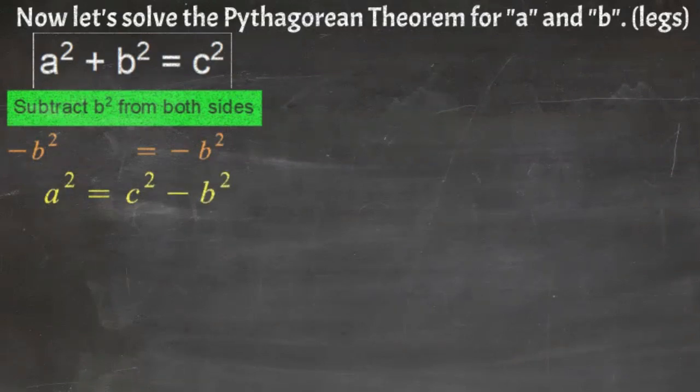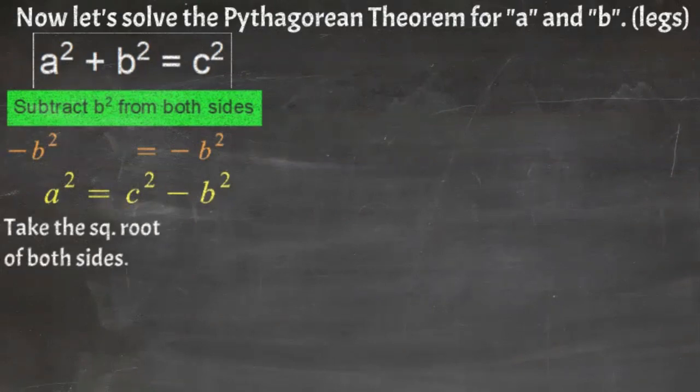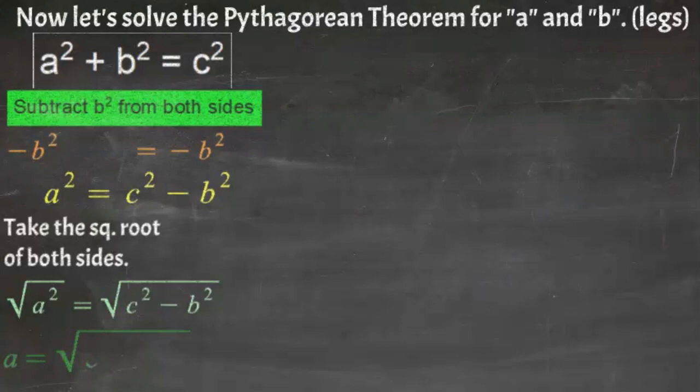Now the steps are the same as the other formula. Take the square root of both sides. So you get the square root of a squared is equal to the square root of c squared minus b squared. So the square root of a squared is a, and that's going to be equal to the square root of c squared minus b squared.